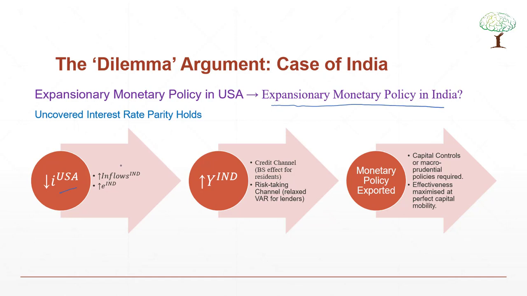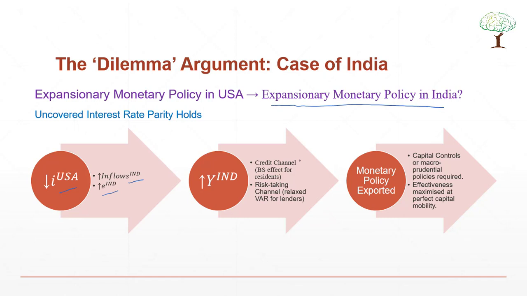So suppose USA decreases interest rates, what will happen? Interest rates in India are higher, so there is more money to be made over here. So again, flows will increase to India. Again, the same mechanism as we discussed in the previous slide. Exchange rate will again appreciate. But now there are two channels through which the Indian economy, the GDP, will increase.